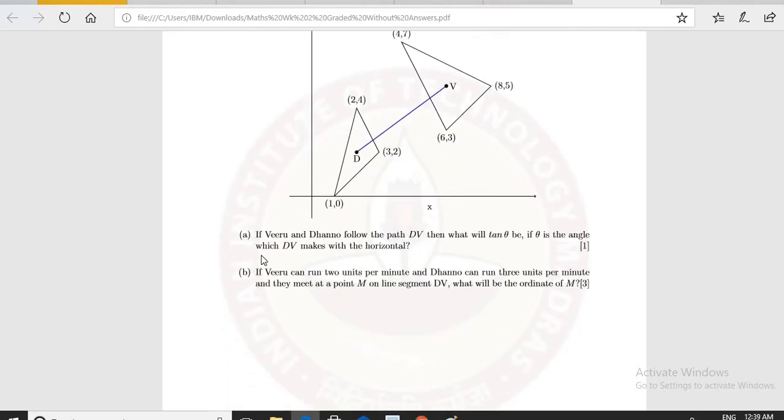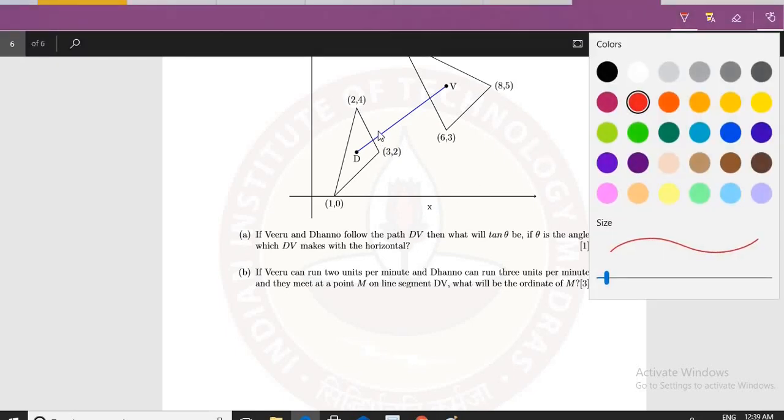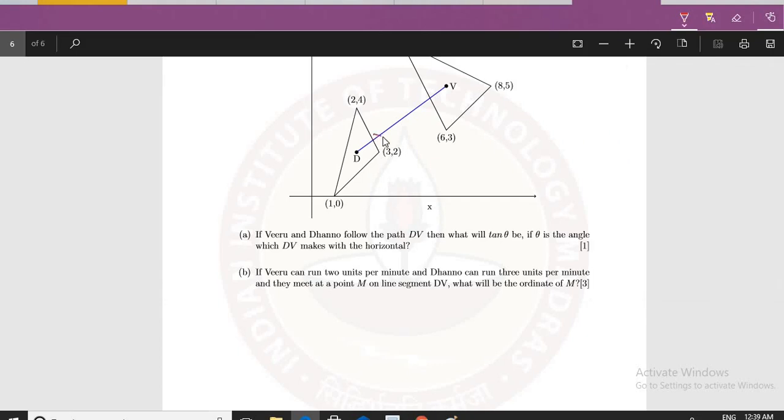Question A says: if Viru and Dhannu follow the path DV, it means that he will be running from here, following this path. What will be tan theta, if theta is the angle which DV makes with the horizontal? Let's see how to approach this question.